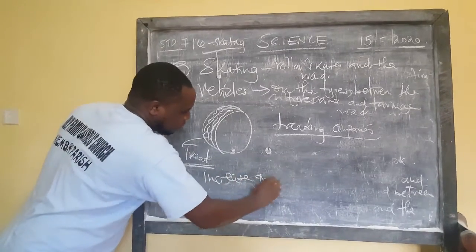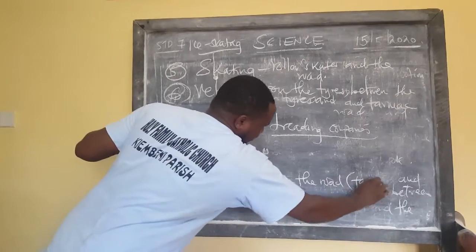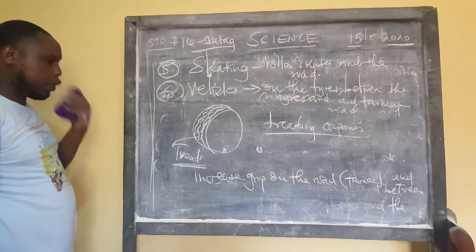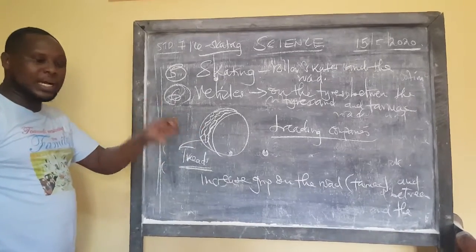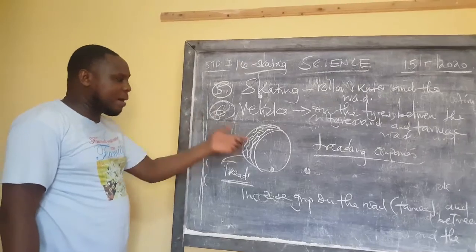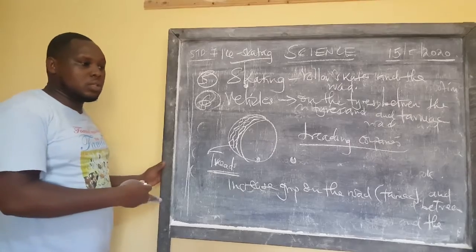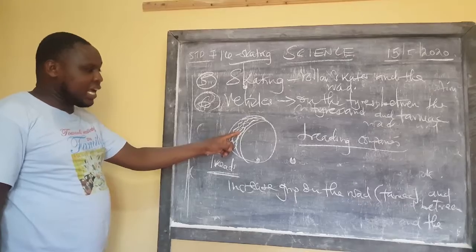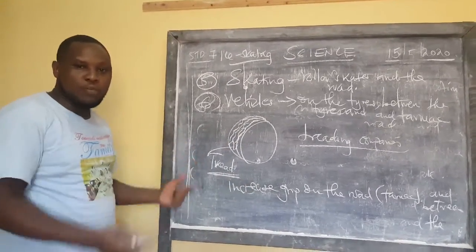increase grip on the road. That is the tarmac road. So these are the parts that grip the road when the vehicle is moving. When the vehicle is moving, these parts are the ones that grip on the tarmac road. At the same time, you find that also the tarmac road is not smooth; it is left rough. After the company has worked on the road, it leaves it very rough, so that this part can grip that rough part of the road, and the wheel can be able to rotate and move forward.